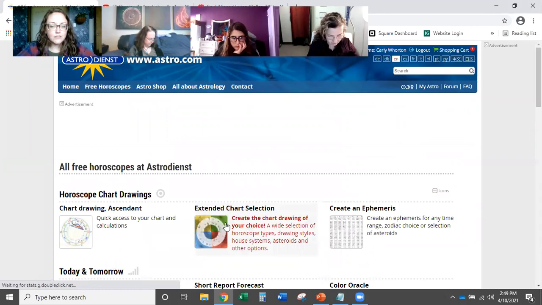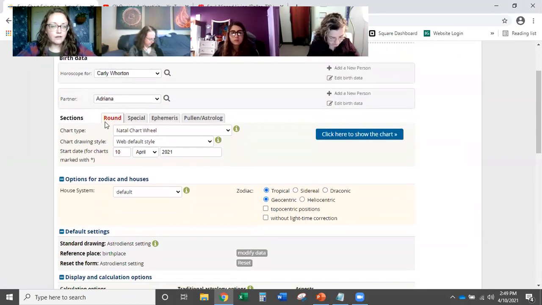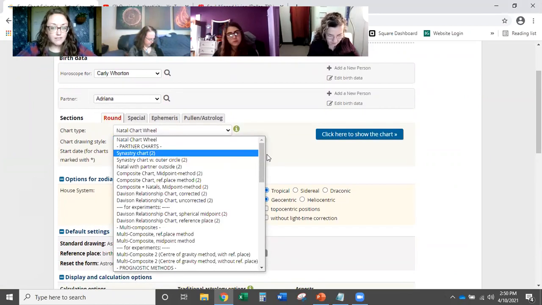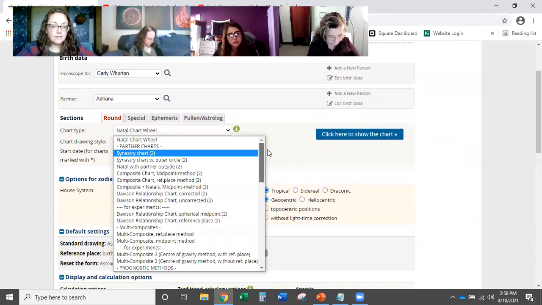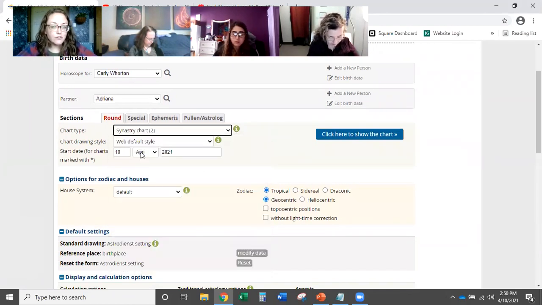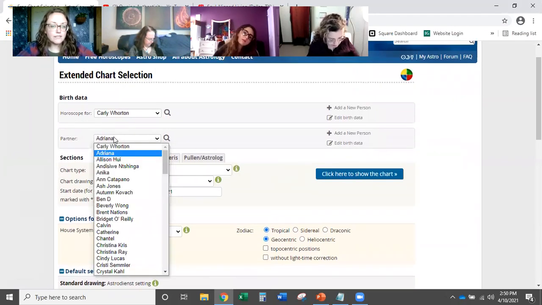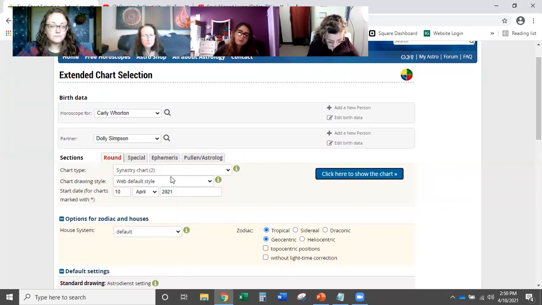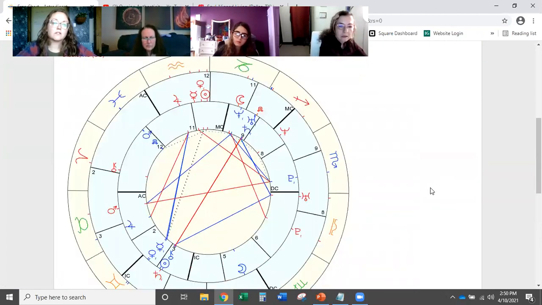So if you get an extended chart selection and then the chart type. There's a lot of different charts that you can pull, and Synastry chart happens to be the very first one right there. And then up here, it would be who you want to see the Synastry for. So you can just pop that right in there. And this is what that looks like.